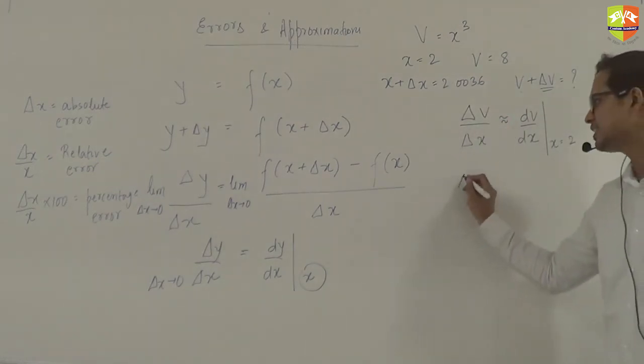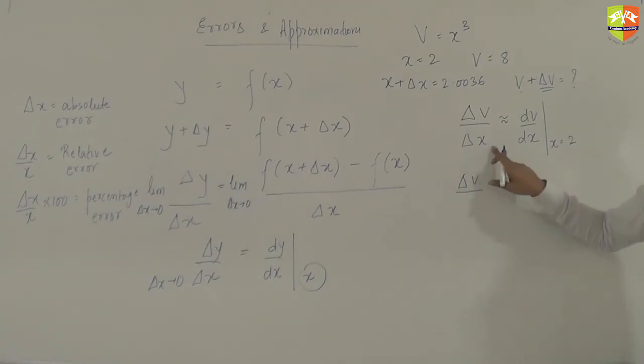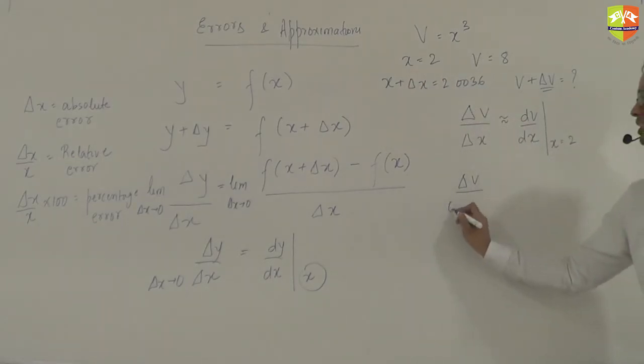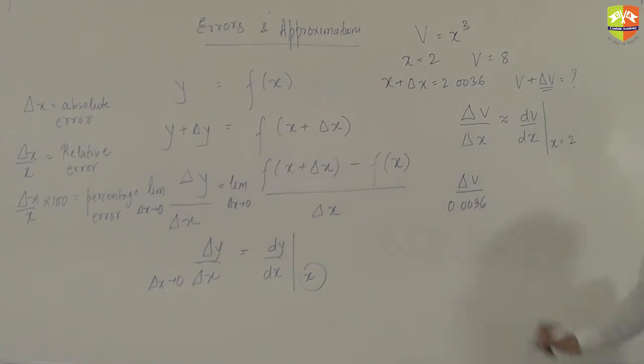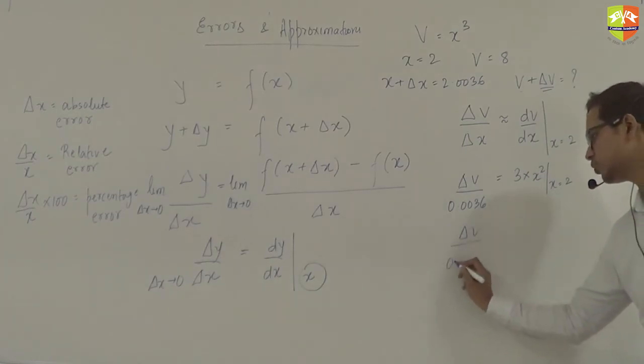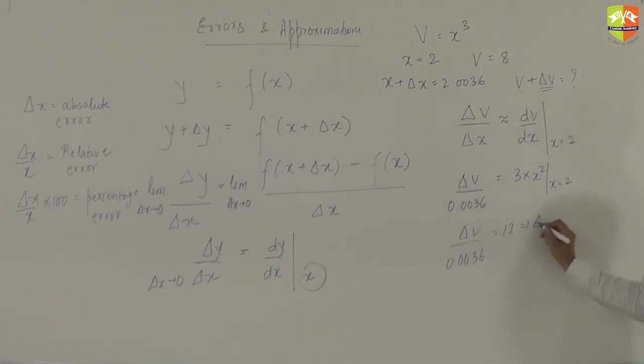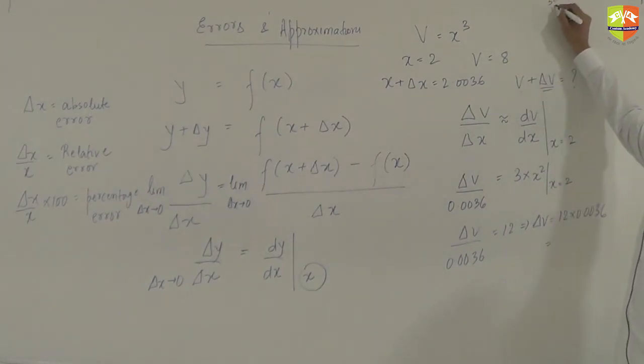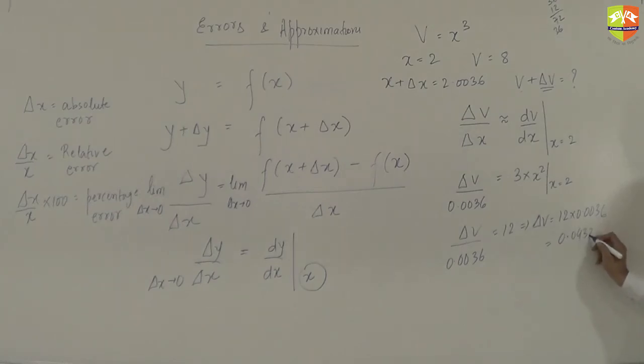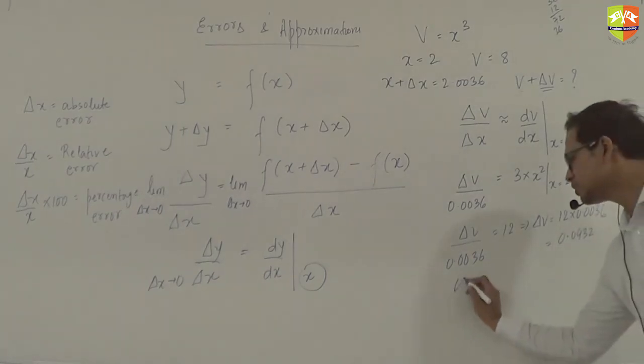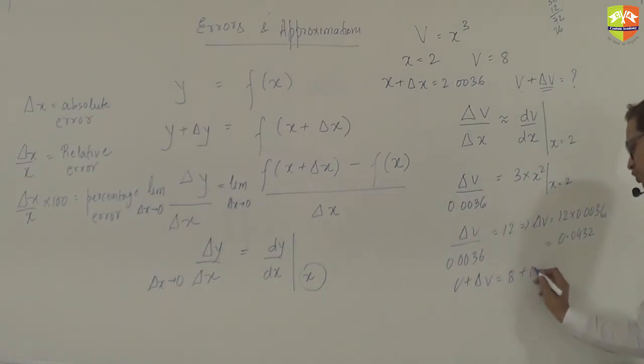Correct? So delta v is something which we are looking out for, we don't know that. But we know delta x. Delta x is how much? If you take the 2 on the other side, it will be 0.0036. Right? And what is dv by dx? 3x square, and that too you are putting x as 2 here. So what will it become? 12. So delta v by 0.0036 is 12. So that means delta v is 12 times 0.0036. How much is 36 into 12? 72, 36, so 432. So can I say it's 0.0432? Correct? So your new volume would be V plus delta V, which is 8 plus 0.0432, which is 8.0432 centimeter cube.